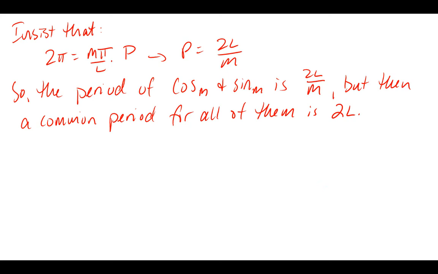Now, why is this important? Well, we're going to have some nice properties of things that are periodic, and if I'm going to put them all together, it's useful if they all have the same period. It doesn't even matter what m is. You can always use 2L as the period for any of these cosine m or sine m things. Okay, so that's important, so let's give that an underline.